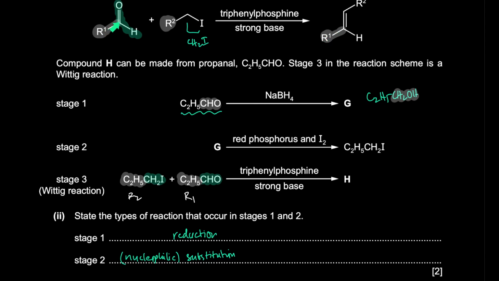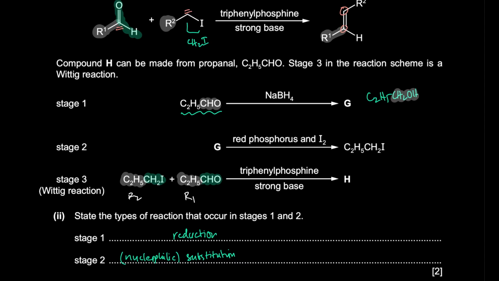That was bonded to the carbonyl carbon. That carbonyl carbon is now an alkene, and the same with the carbon that had the halogen. The carbon that has the halogen and the carbon that has the aldehyde, those two carbons bond together to form an alkene. I'm going to label those here. This carbon here and this carbon here combine to form an alkene.